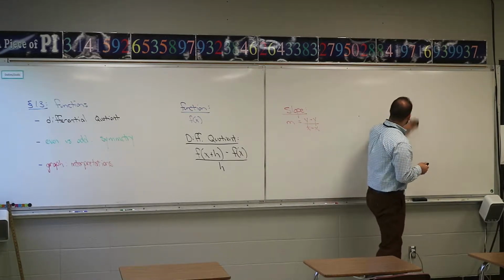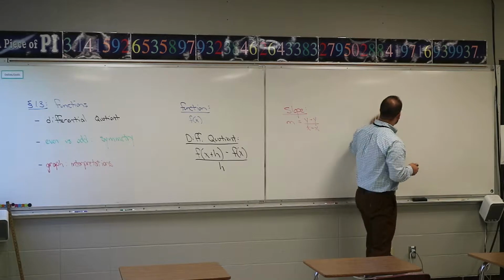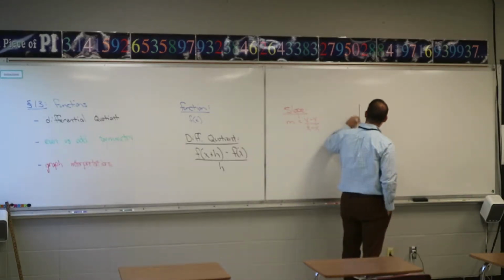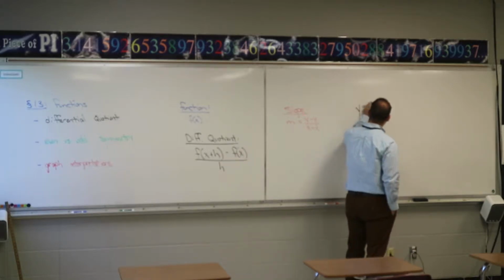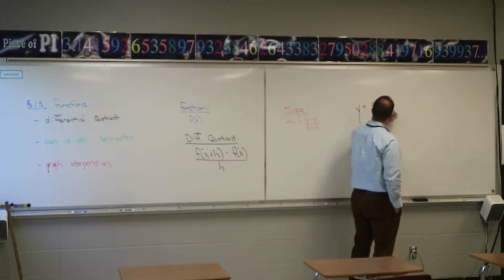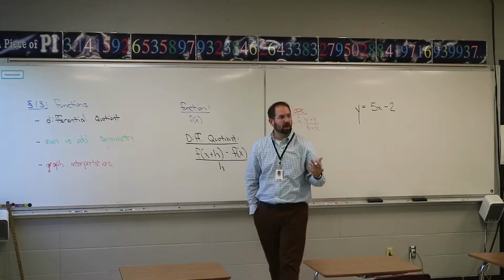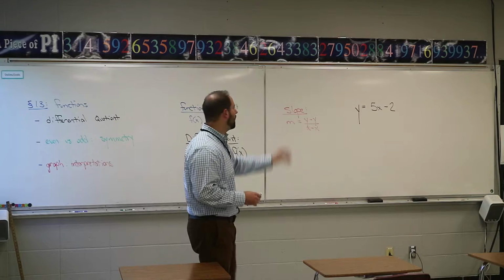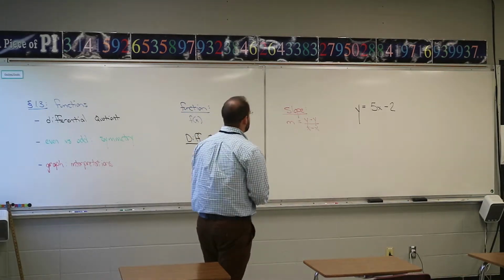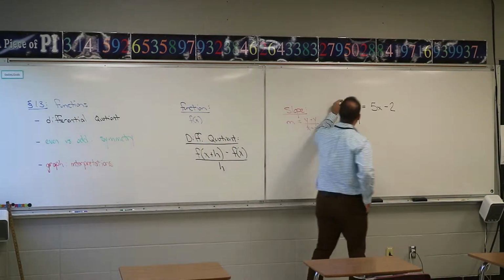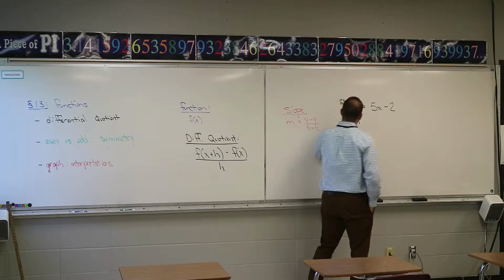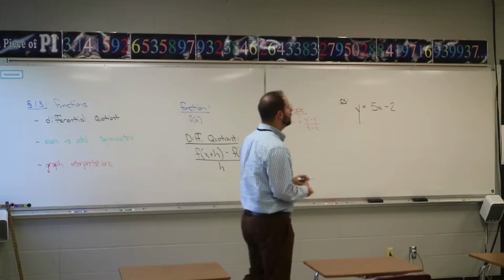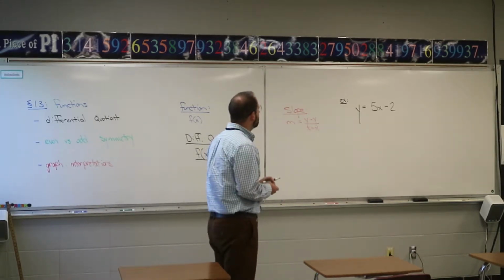So, let's start with an easier one, and then we'll work our way to the more challenging ones. So y equals, let's go with 5x minus 2. We're going to start with something easy, and we're going to work our way to super difficult problems, and we have to find the differential quotient for it. So, what I'd like you to do right now, write that problem down. That's our example for the first one. We're going to start easy, and then work our way harder and harder.